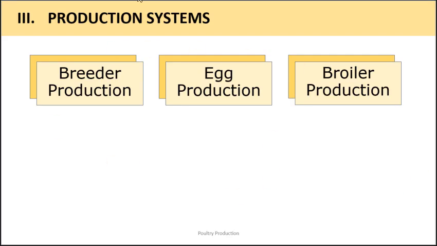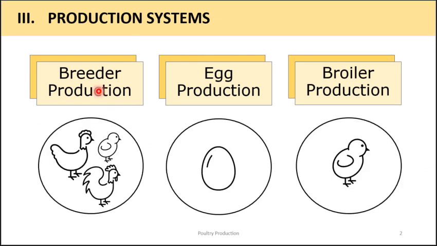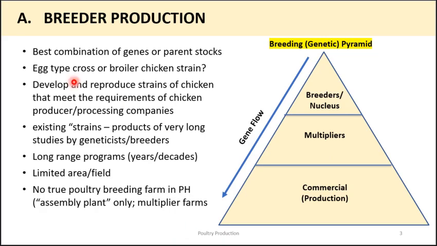So we have here a list of the 3 production systems. We have the breeder production, the egg production, and the broiler production. So let's discuss them in detail. Now, when we say breeder production, pullets and cockerels are raised to produce fertile eggs. So what happens to these fertile eggs? Of course, they are hatched and then reared until they are able to produce eggs, and these eggs will hatch and then become parents. So that's why you call them breeder animals, or breeder hens and roosters to be more specific.